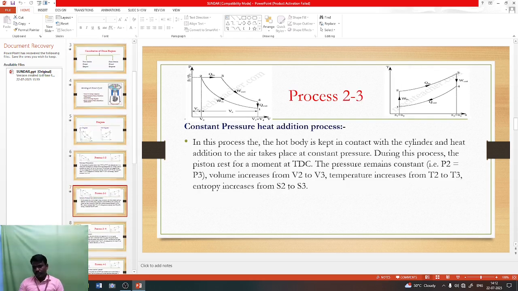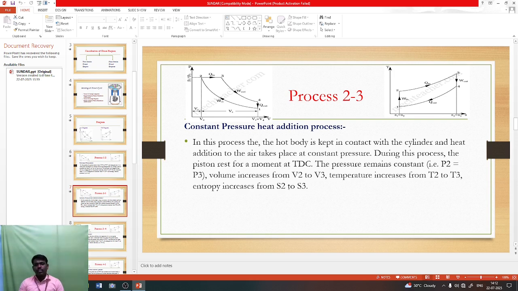Next, process 2 to 3. It means constant pressure heat addition process. So in this process, what will happen? The hot body is kept in contact with the cylinder. If you look at slide number 4, we have the cylinder setup diagram for the diesel engine. So in this process, the hot body is kept in contact with the cylinder. The heat addition to the air takes place at constant pressure.